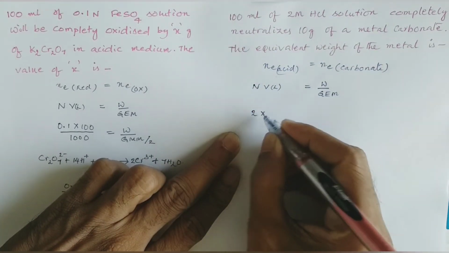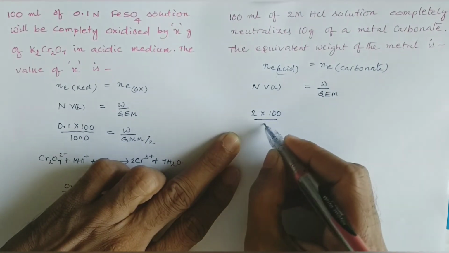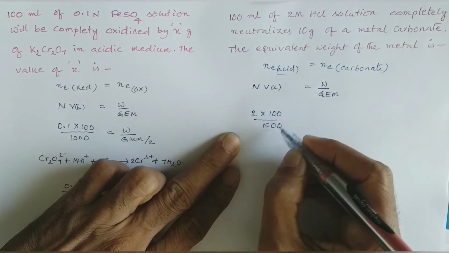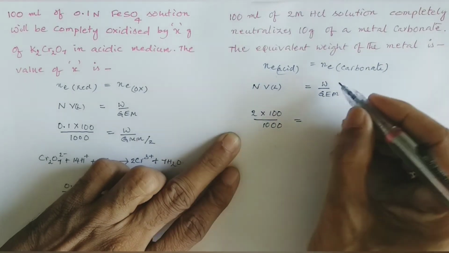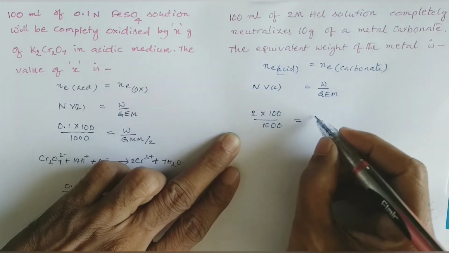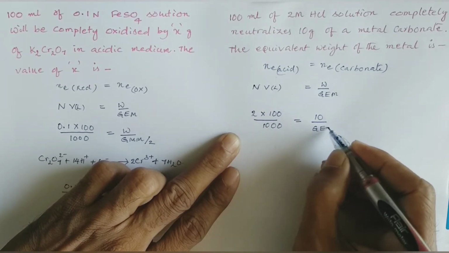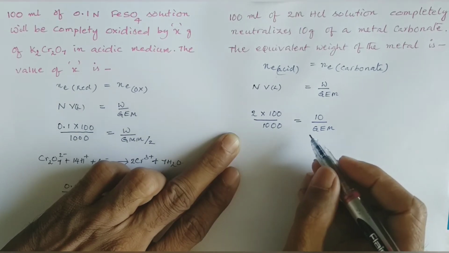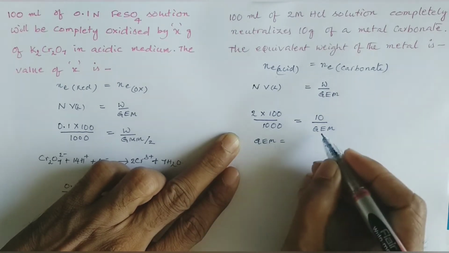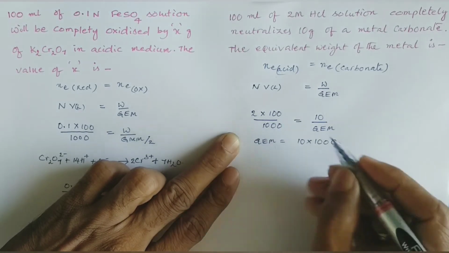So 2 into the volume of the solution, 100 milliliters divided by 1000, gives liters. So normality into volume in liters is equal to weight of metal carbonate, which is given as 10 gram, divided by gram equivalent mass. So the gram equivalent mass of metal carbonate can be calculated now. Now calculate the equivalent mass. That is equal to 10 into 1000 divided by 2 into 100.